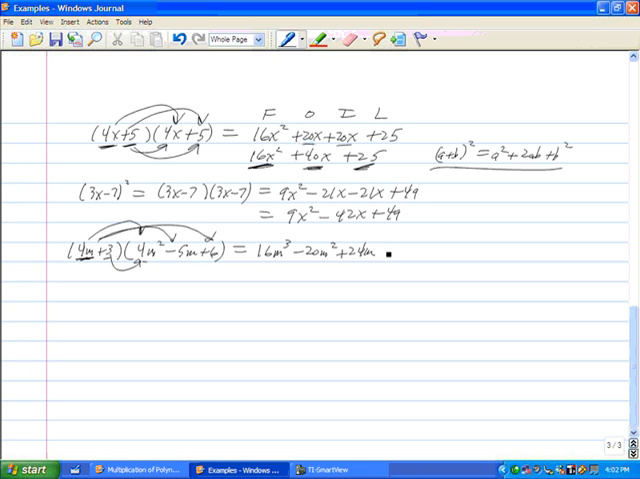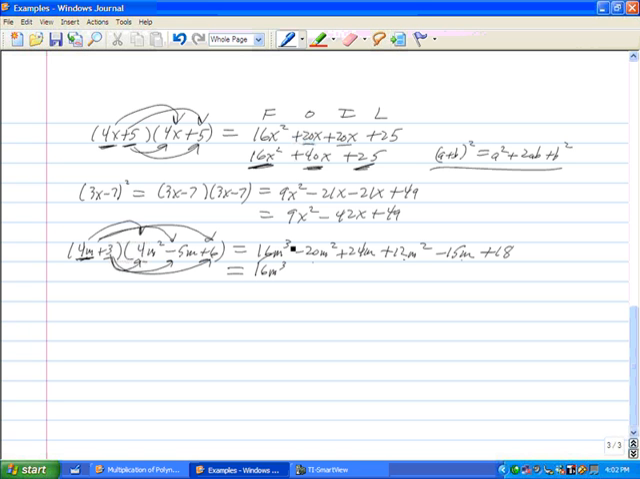3 times 4m. It's a 12m squared. I'm sorry, 3 times 4m squared. Next, 3 times a minus 5m. It's a minus 15m. Last, 3 times 6 is an 18. So here are the 1, 2, 3, 4, 5, 6 multiplications that we promised. And now to combine like terms carefully.